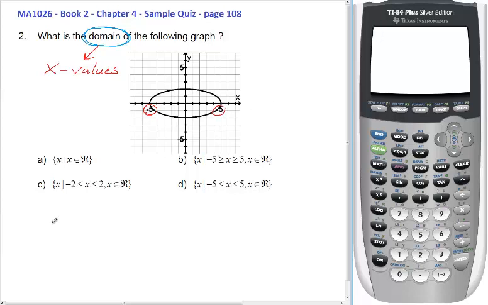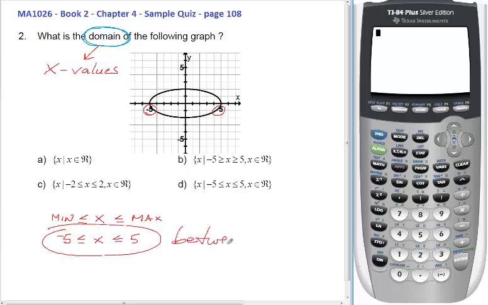And when we're writing domains or ranges, the easiest way to write them, if you have a closed figure, is write the minimum value, then put less than or equal to. In other words, we're going from left to right, and put x less than or equal to the maximum value. So when it's a closed figure, that's the best way to write it. The minimum value here is -5, less than or equal to x, less than or equal to +5. Now this means every x value between these are in use. Everything. So that includes from -5 all the way up to +5, including both -5 and +5. Okay, so that's how we write it.